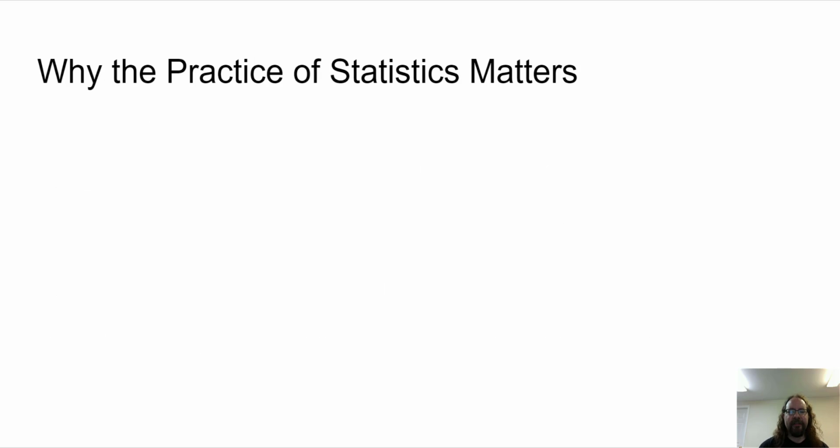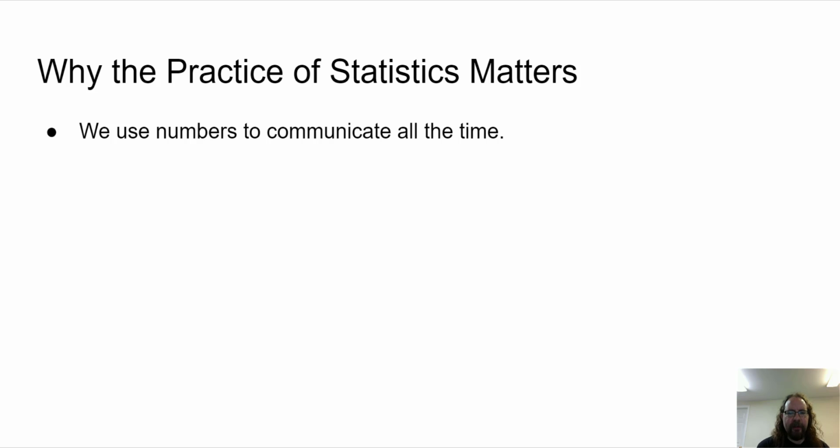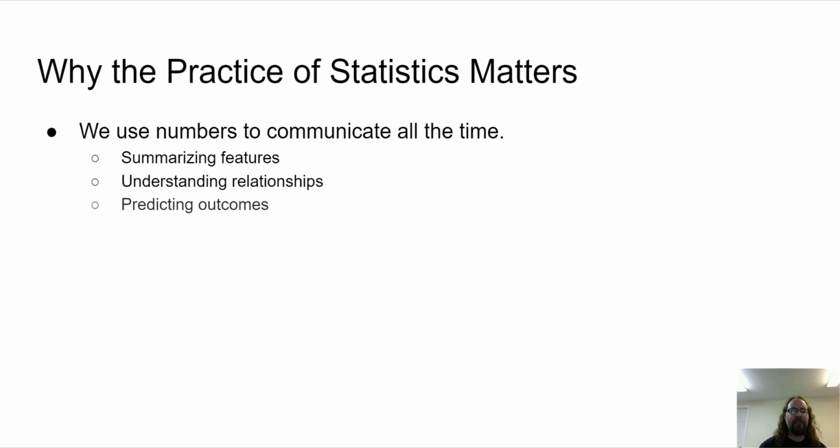So why does all of this matter? Well, we use numbers to communicate all the time, and we may use those numbers to communicate by summarizing features, like what is the mean of something, perhaps to understand relationships, like when we did regression, or to predict outcomes, which is what we're always trying to do in the various sciences.